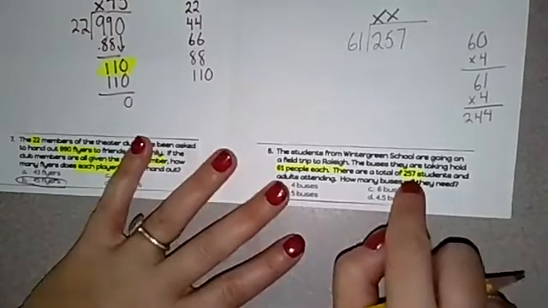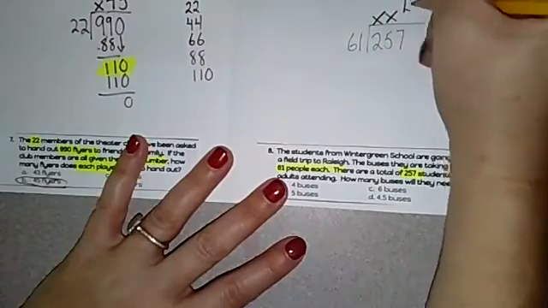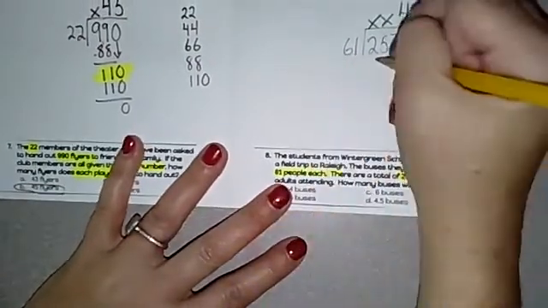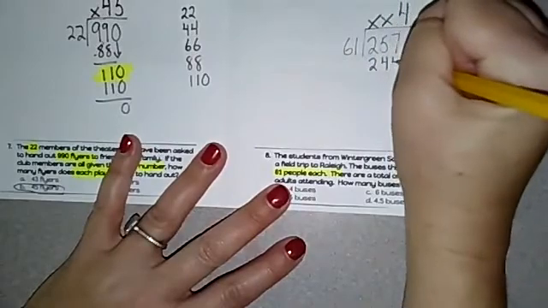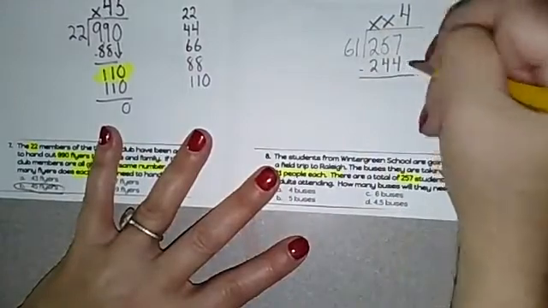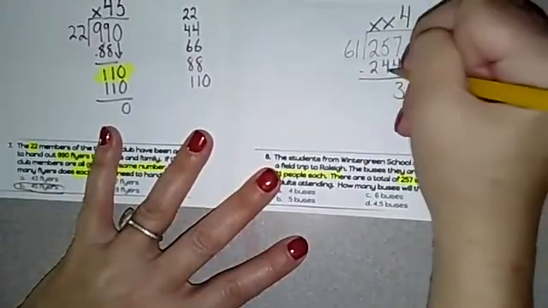All right, here we go. So we're going to put a 4 up here. 4 times 61 is 244. Sometimes you just have to guess and check. And when you do that, you get 7 minus 4 is 3. 5 minus 4 is 1.